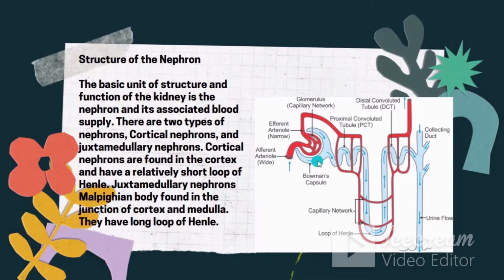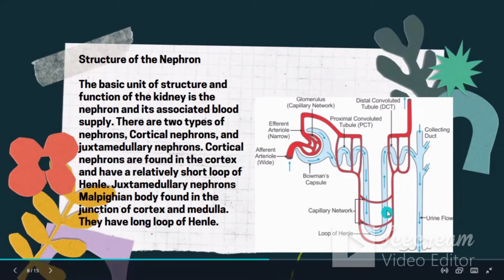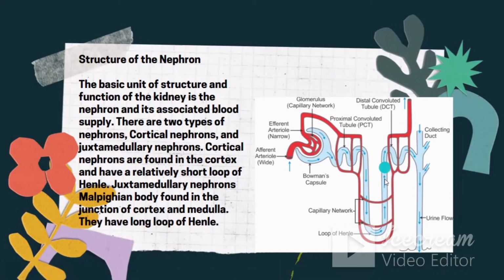The Bowman capsule is connected to a tube with a few bends called the proximal convoluted tubule. This tubule moves down. If you remember the structure of the kidney, it goes into the medulla. We can label this as the descending limb. After that, it makes a U-turn. That U-shaped area is called the loop of Henle. Then the tube moves up again, and we label it the ascending limb.